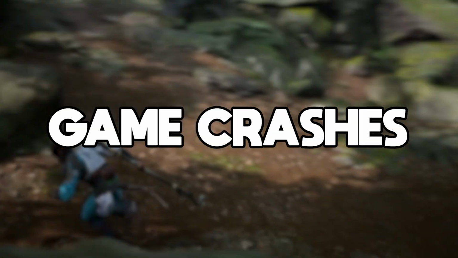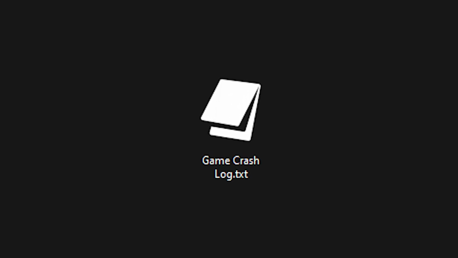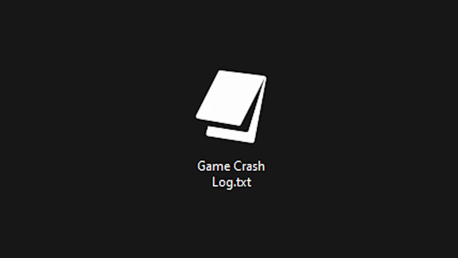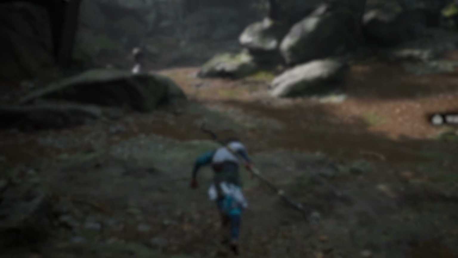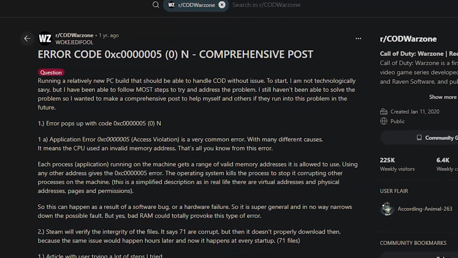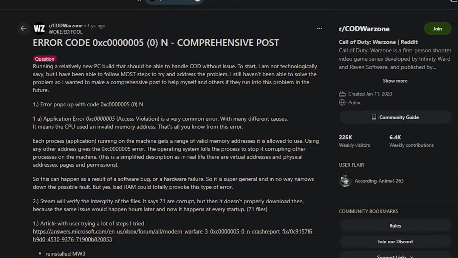First is game crashes. For this, you would want a crash log. This log normally holds the roots of the issue and can even help you fix your issues alone. The best way to find a crash log for a game is Google. Google almost always has some forum where someone is asking the exact same question and someone answers it.